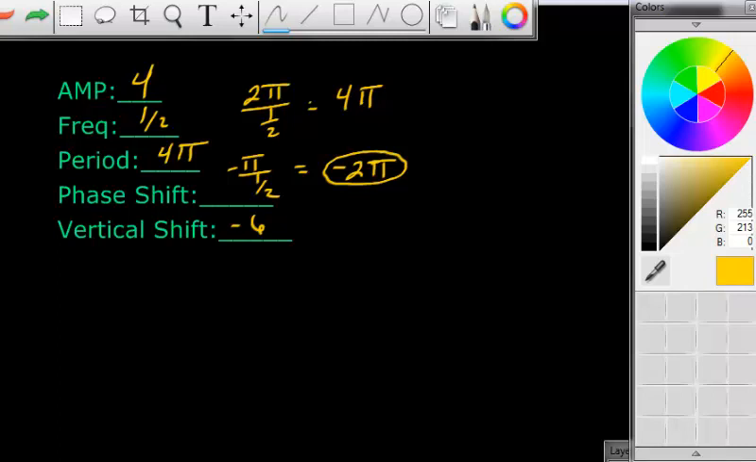The best way to handle this is to realize that the vertical shift is -6, so that your midline is going to go down 6 units. Now I'm going to grid this off. 1, 2, 3, 4, 5, 6. So this is my -6 right there.